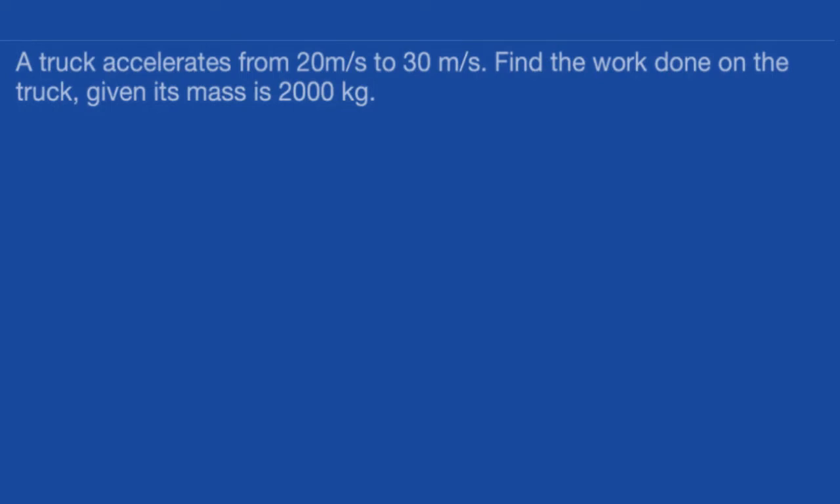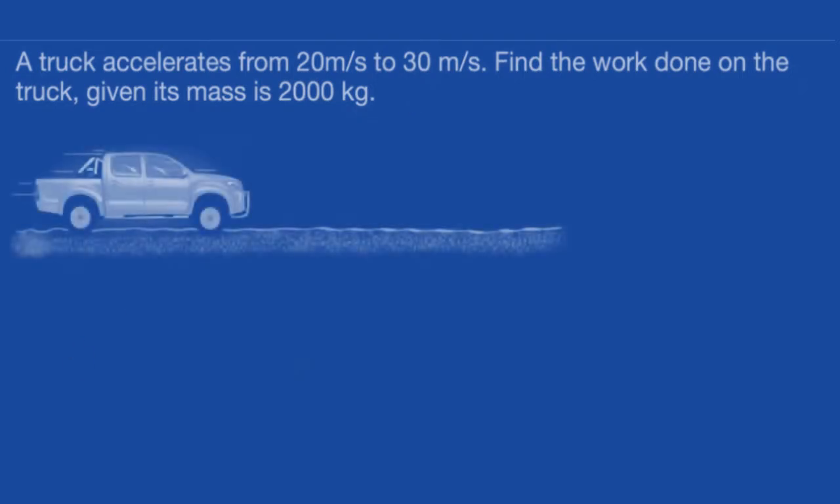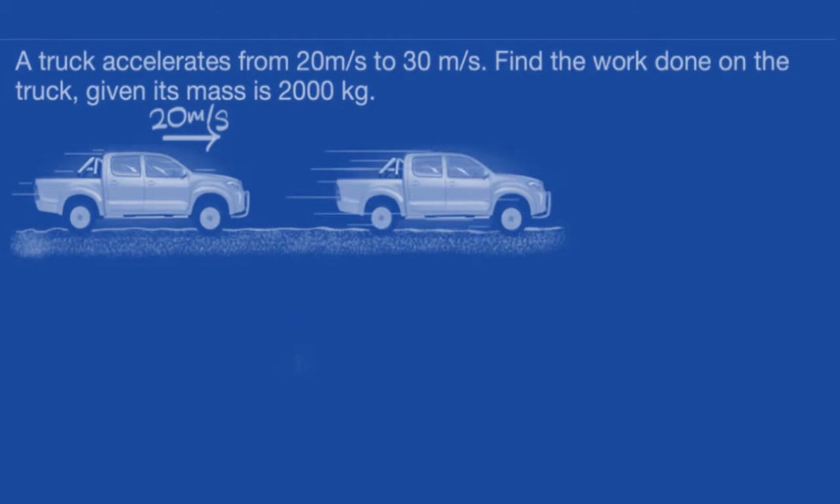Okay, let's go ahead and draw the situation for this. We are given that the truck accelerates from 20 to 30. So let's say here is our truck before accelerating. Before it accelerates, it is going at 20 meters per second. Let's write that down. And then after accelerating, it goes a little faster. So now it is at 30 meters per second.